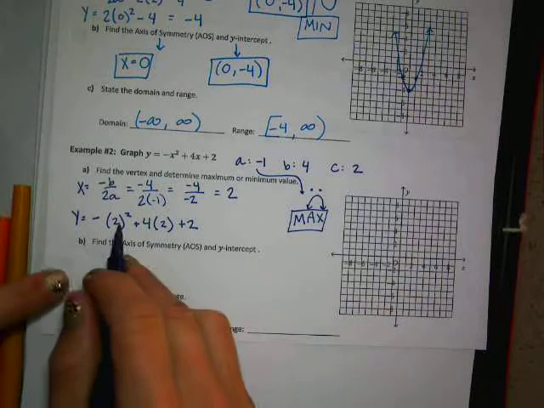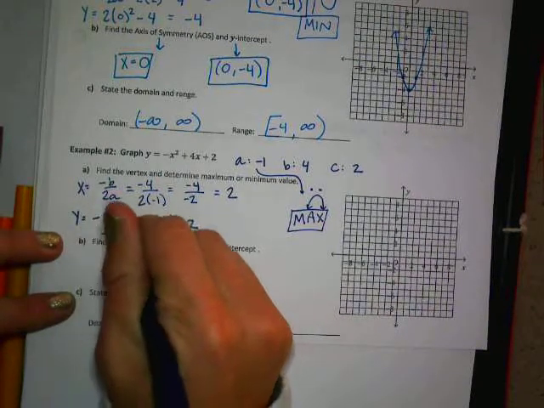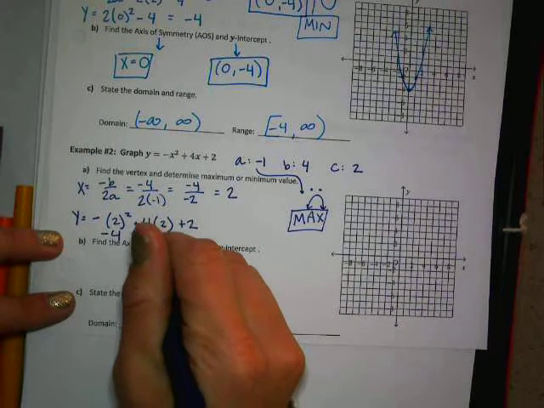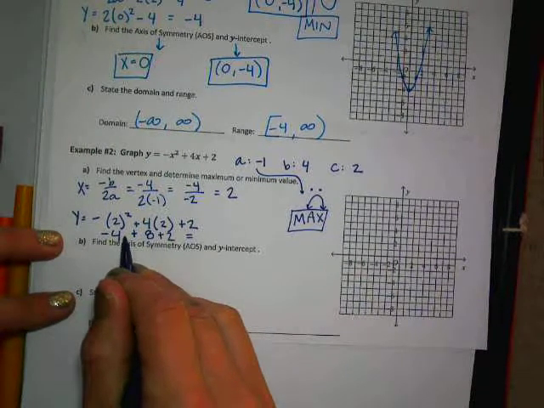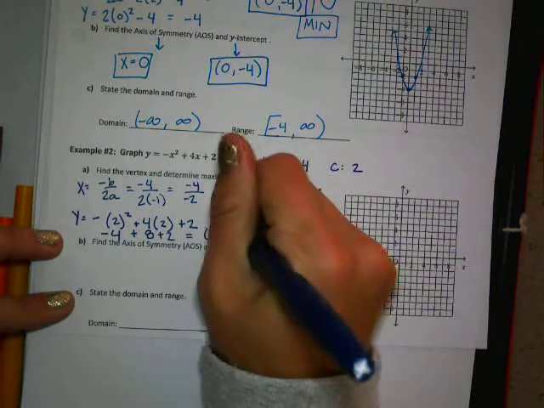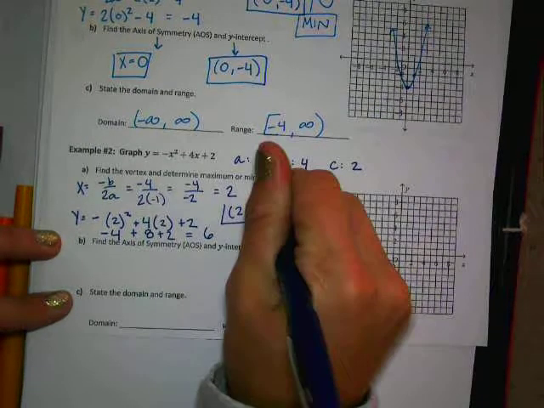So, exponents first. What is 2 squared? 4. All right, so negative 4 plus, what's 4 times 2? 8. 8 plus 2. So 8 plus 2 is 10 minus 4? 6. See, not that hard. So we got 2, 6. So 2, 6 is my vertex.